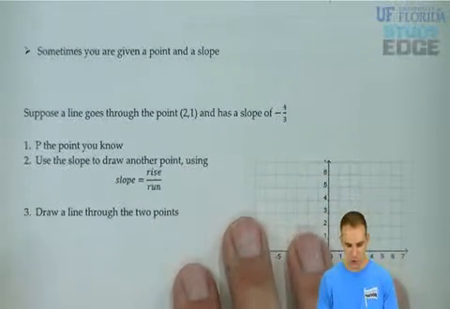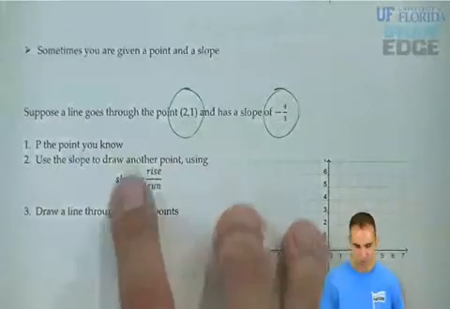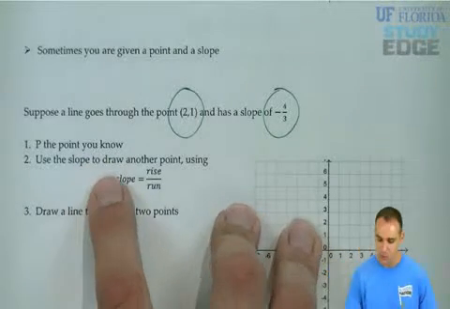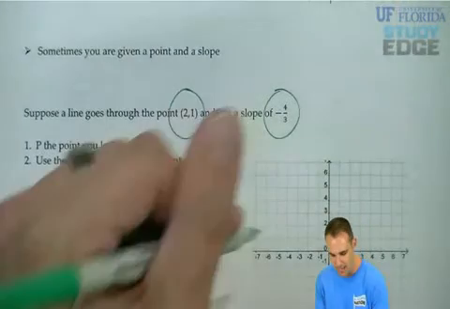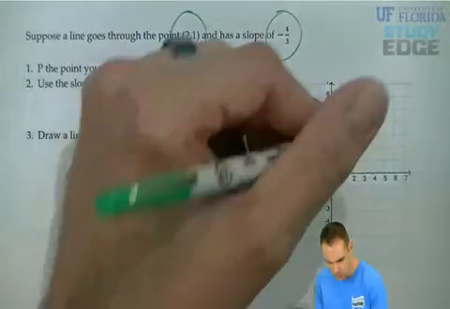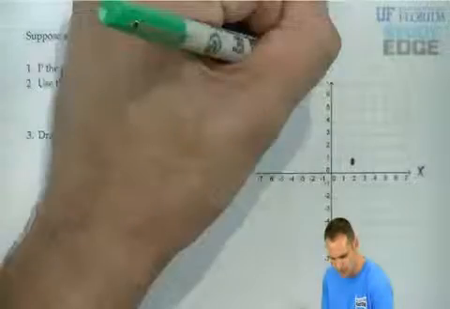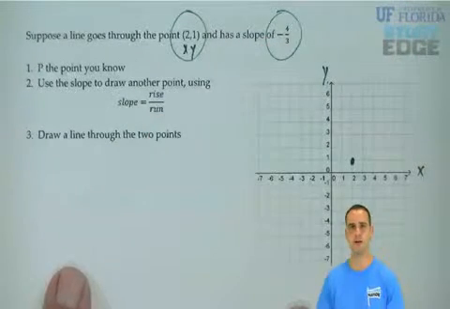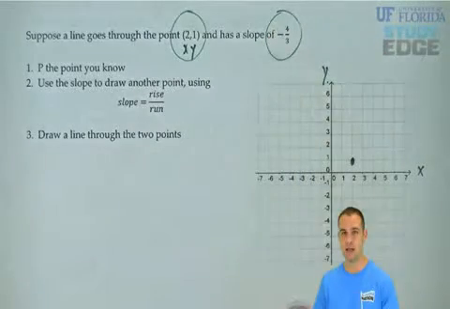If you're given a point and a slope, then suppose a line goes through a point and has a slope. You always start by plotting the point. P is the point you know, then use the slope to draw another point by using rise over run. The point (2, 1). X is 2, y is 1. That's the x location for 2, the y location for 1. Then from that point, our slope is -4/3. Remember, slope is rise over run. So we're going to be going down 4 and to the right 3.